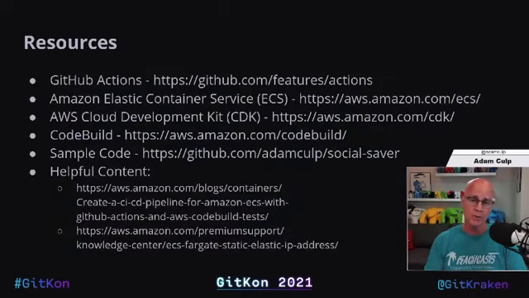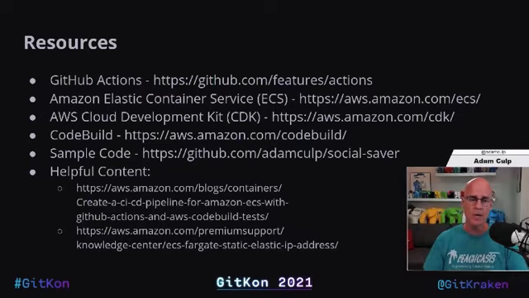I have created some more resources for you. On this resources slide, there's a link to GitHub Actions out on GitHub. There's also a link to ECS, Amazon Elastic Container Service, Amazon Cloud Development Kit, Code Build, and also a link to the sample code that I told you about, where I created it on my personal GitHub at Adam Culp, social-saver. You can go out and you can see how I created everything and how to execute the test. And you can run it on your Amazon AWS account as well, and have some fun with it.